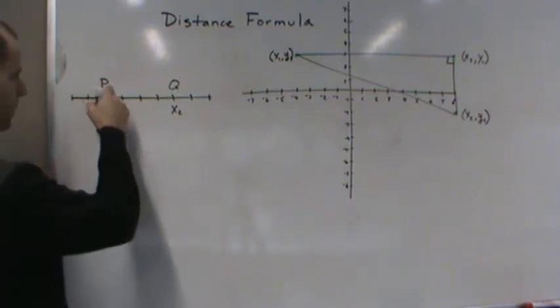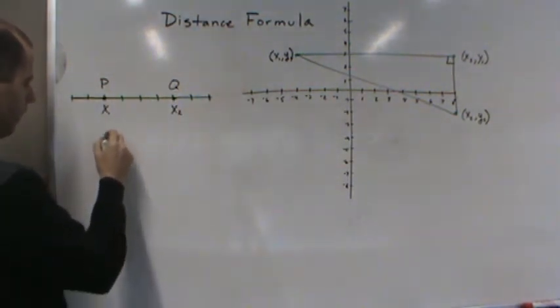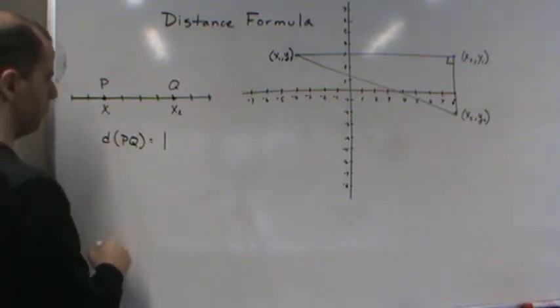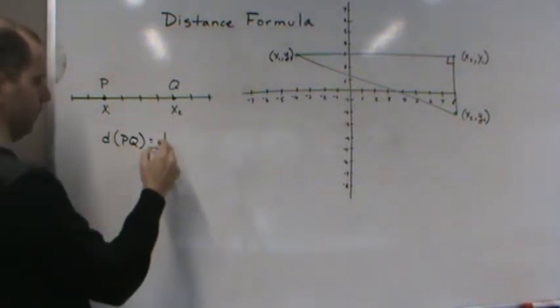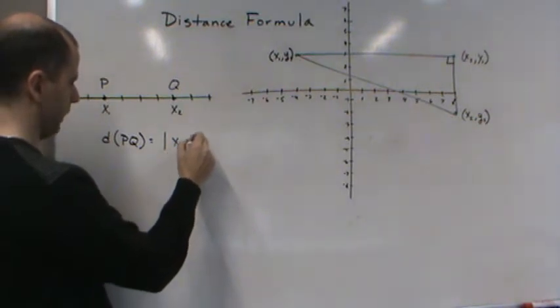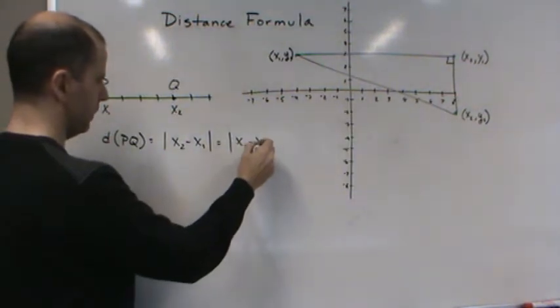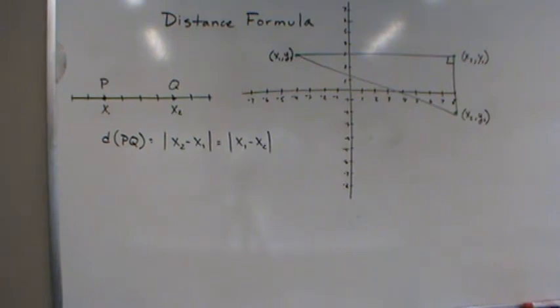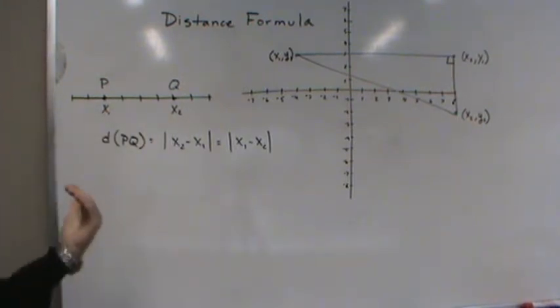So if we wanted the distance between these two points, point P and point Q, then we would write the distance PQ is going to equal the absolute value of the difference between them. So it would be x2 minus x1 or x1 minus x2, because we're taking the absolute value of it. It doesn't matter which way we subtract them. Okay? So this is how we would calculate the distance between two numbers on the real number line.